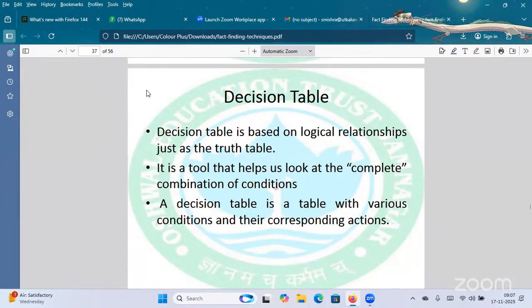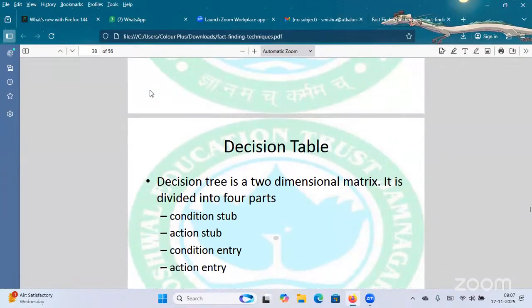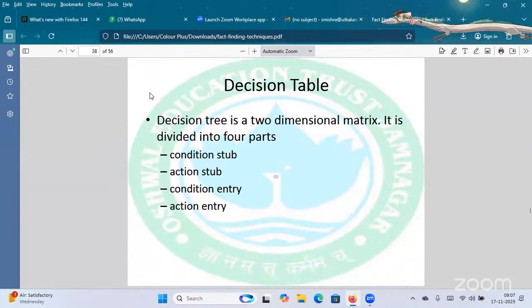So a decision table, just like a decision tree, is a two-dimensional matrix. It is divided into 4 parts: that is condition stub, condition entry, action stub, and action entry. So here you will find 4 parts. In a decision table it is 4 parts, but in a decision tree, you think it is two-dimensional because 2D is there.